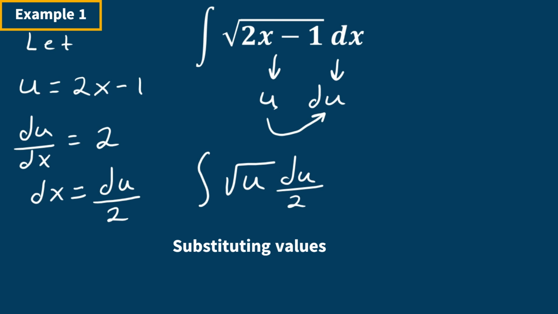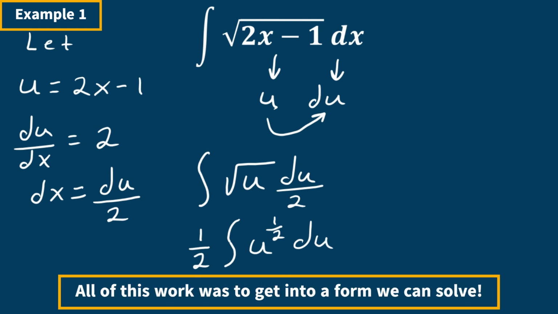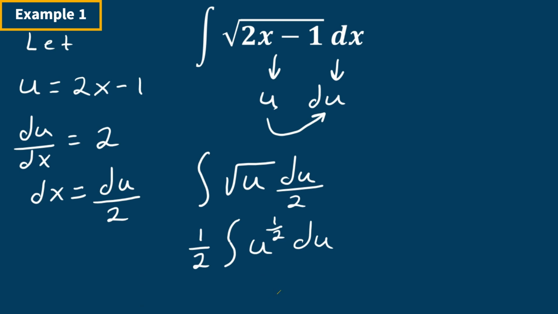From here, we can go ahead and simplify. So I'll have 1/2, just bringing out the constant, times the integral of u to the 1/2, which is just the radical written as an exponent, du. All of that work that we just did was to get this in a form that we know how to evaluate. So let's go ahead and evaluate this.